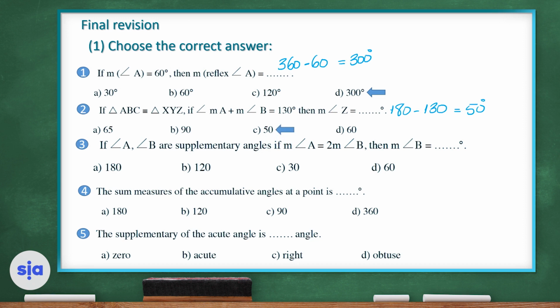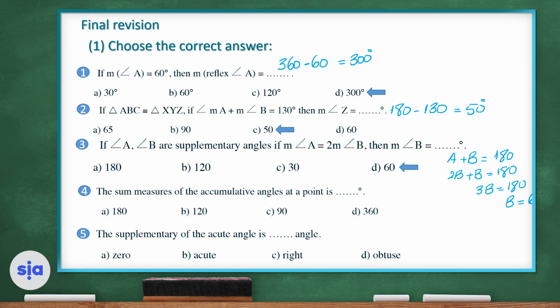Question 3: if angles A and B are complementary angles, where the measure of angle A is 2 times the measure of angle B, then the measure of angle B is how many degrees? We know that A plus B, as long as they're supplementary, is equal to 180. If A is 2B, then 2B plus B equals 180, so 3B equals 180, then angle B is 60 degrees. So the right answer for this question is choice D.